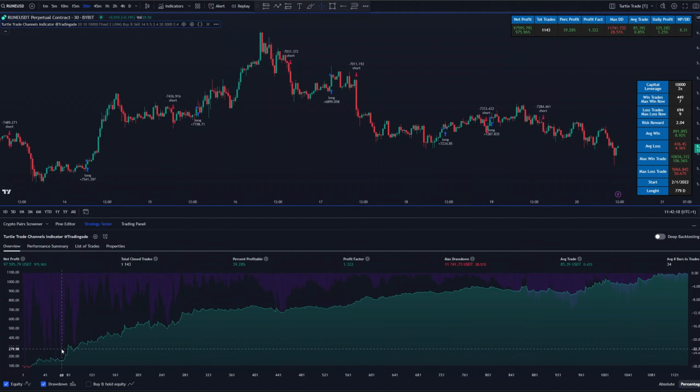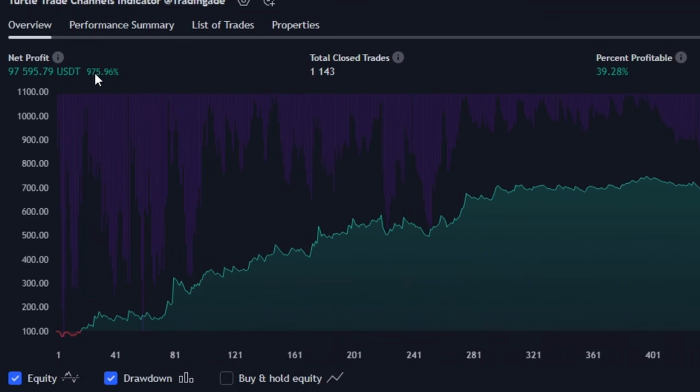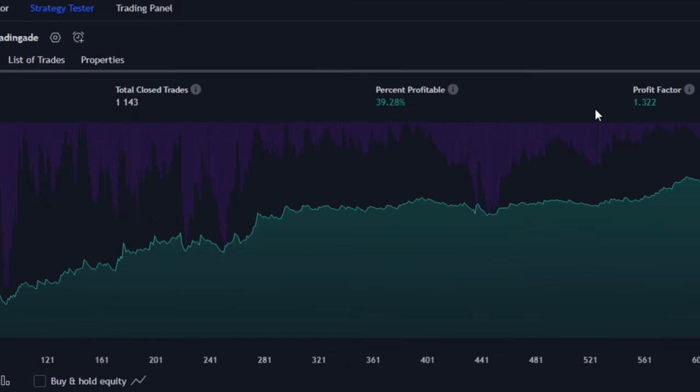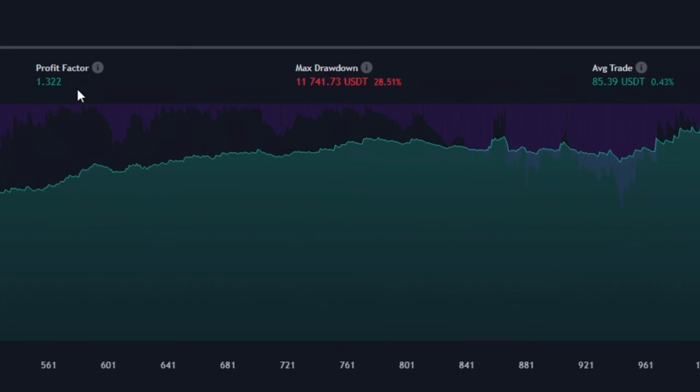And as you can see guys, the equity is completely different because of almost 10 times the trades, 1,143 trades, which is a really high number, but now we are going buy and sell on a 30 minutes time frame, so it's reasonable to have a greater number of trades. Net profit 975%, win rate 39.28%, profit factor 1.32, max drawdown 28%, average trade 0.43%.